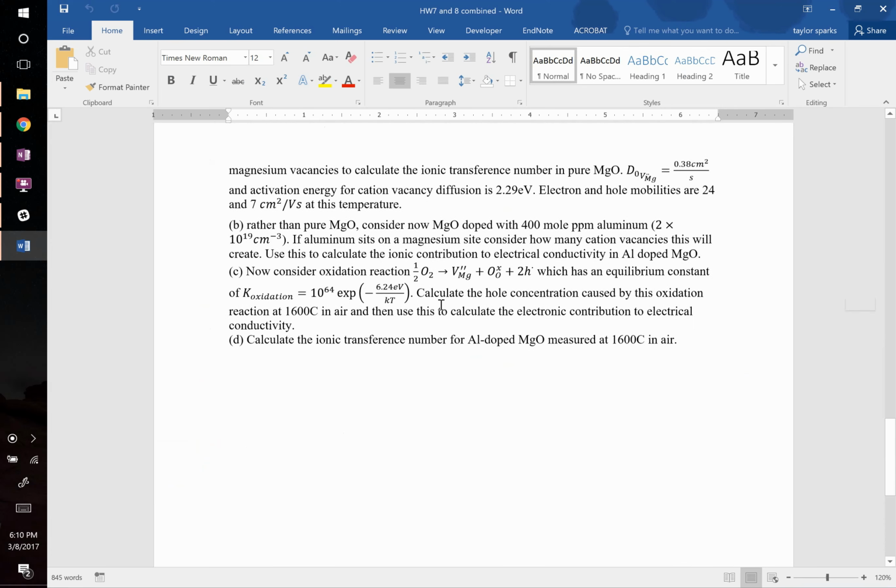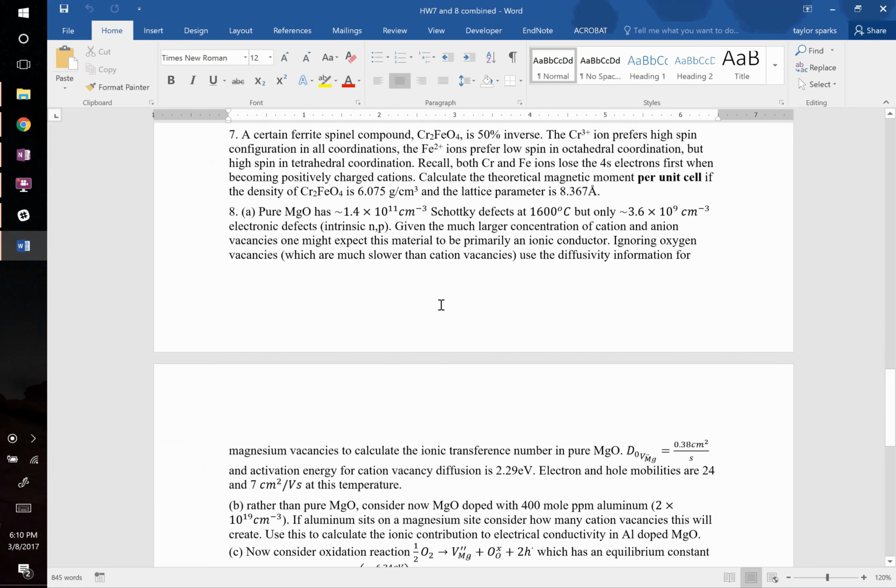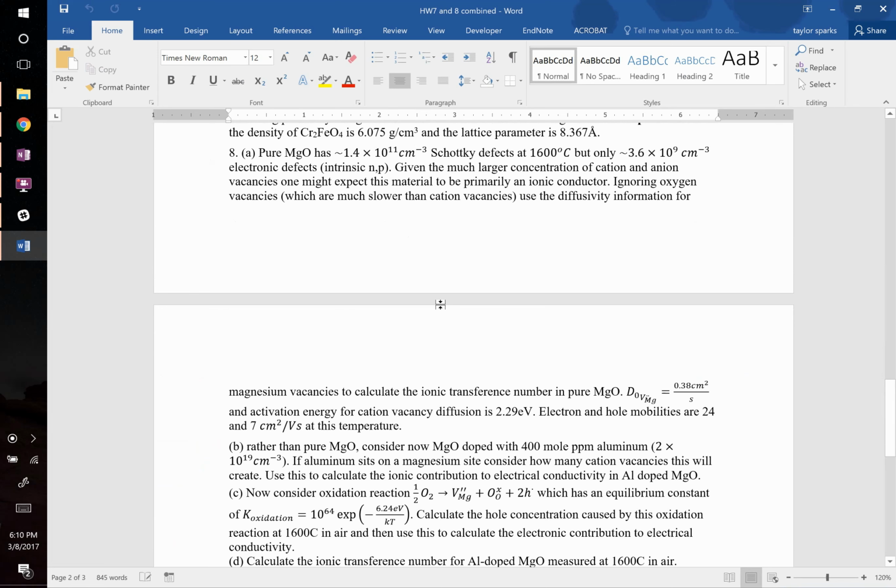So this one, okay, pure MgO. I tell you how many Schottky defects there are, and I say how many electronic defects there are. It turns out that there's way more Schottky defects than there are electronic. There's two orders of magnitude greater, basically.